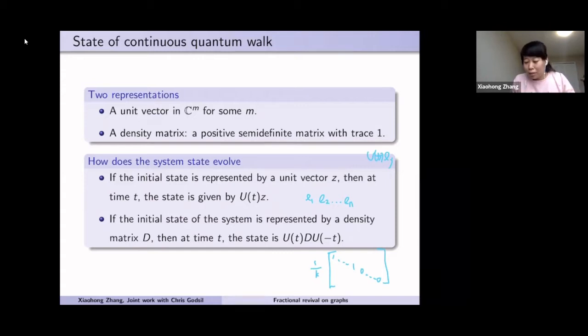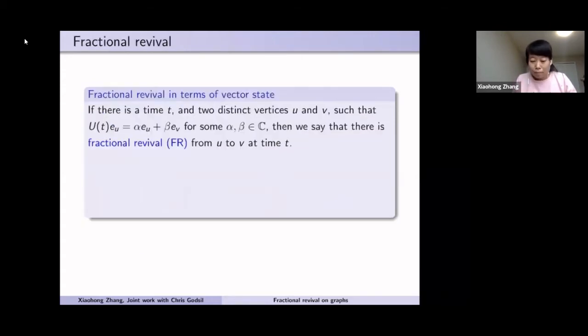One case we are interested in is when there are at most two non-zero probabilities, one including itself. To be precise, we start the walk at vertex u. Then if there is a time t such that the walker is either back at itself or at vertex v, then we say we have a fractional revival.